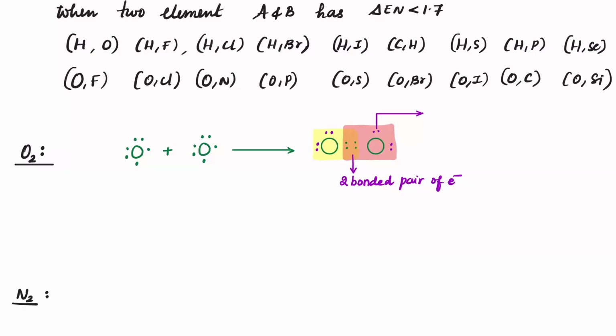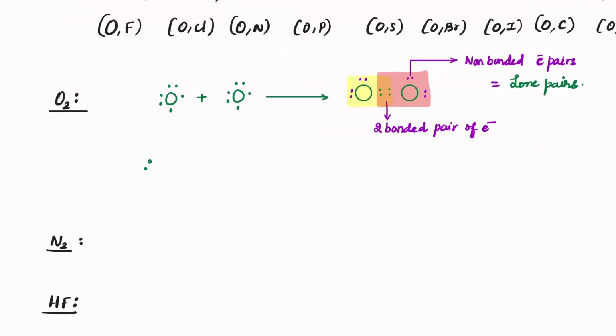These are non-bonded electron pairs. So these non-bonded electron pairs are what we call lone pairs. Therefore, if I write the oxygen-oxygen bond, I would write it like this: O, double bond, O, with a lone pair and lone pair, lone pair and lone pair.